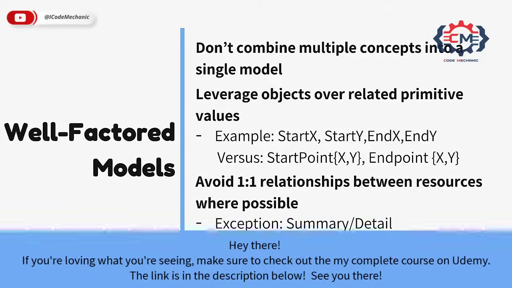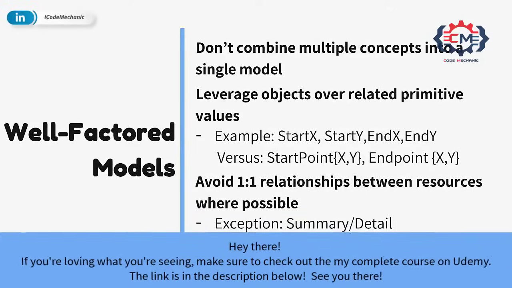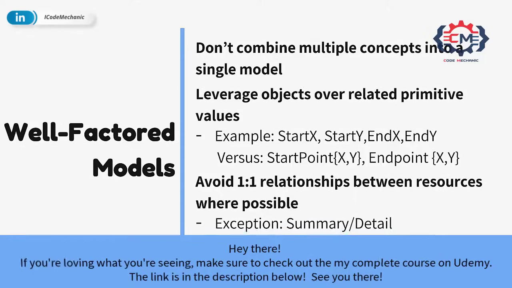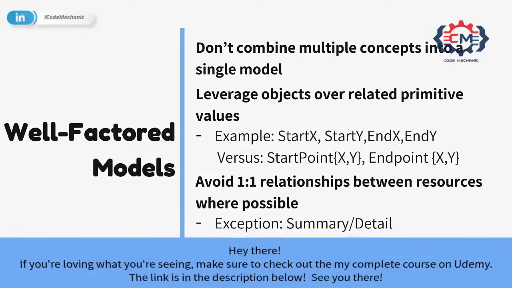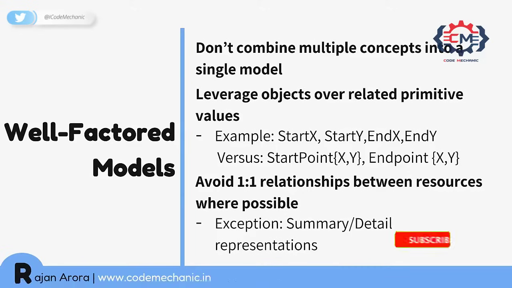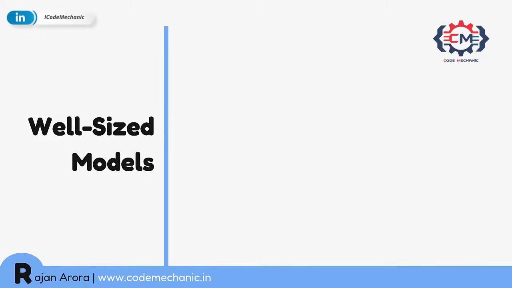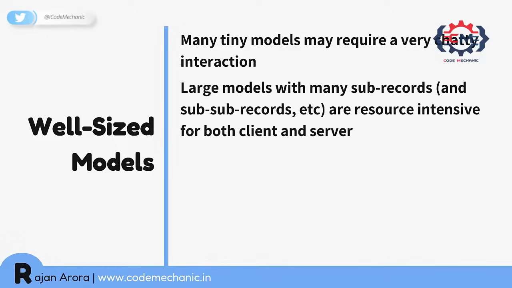When breaking a resource up, avoid one-to-one relationships where possible. There is usually a more suitable way to split up large resources. One exception to this is summary versus detailed representations, but remember those are actually representing the same resource. They don't really have a one-to-one relationship. Many different but related tiny models will require a very chatty interaction between clients and server.